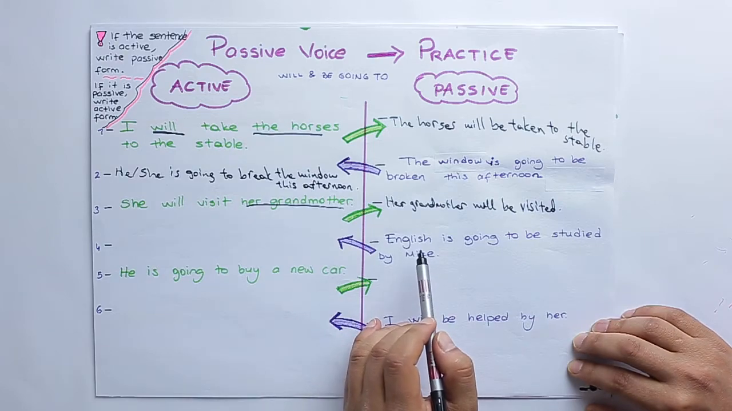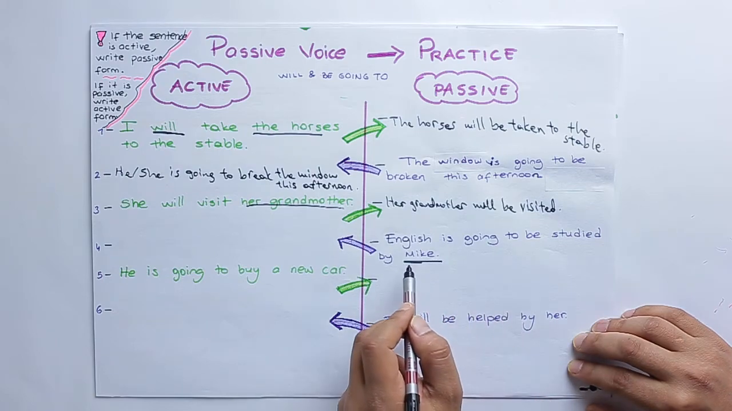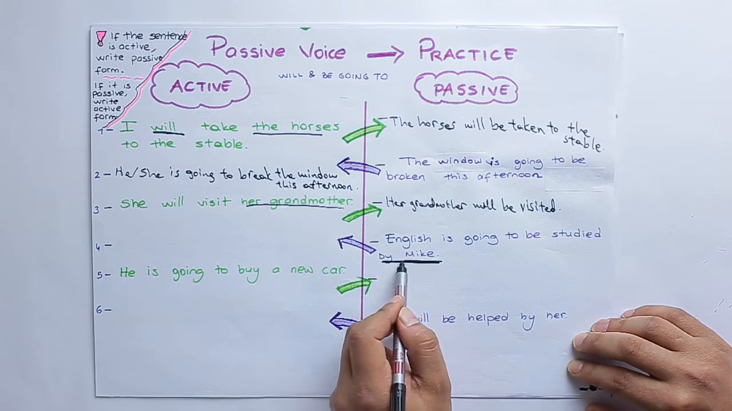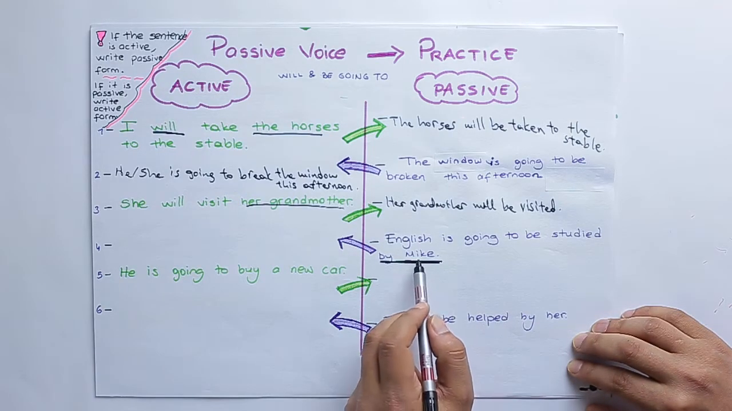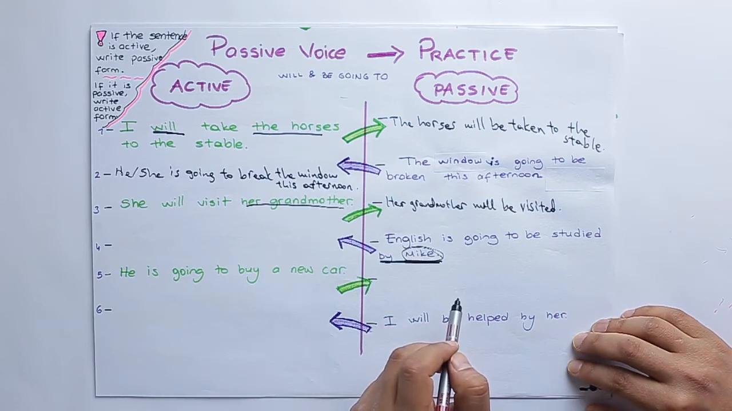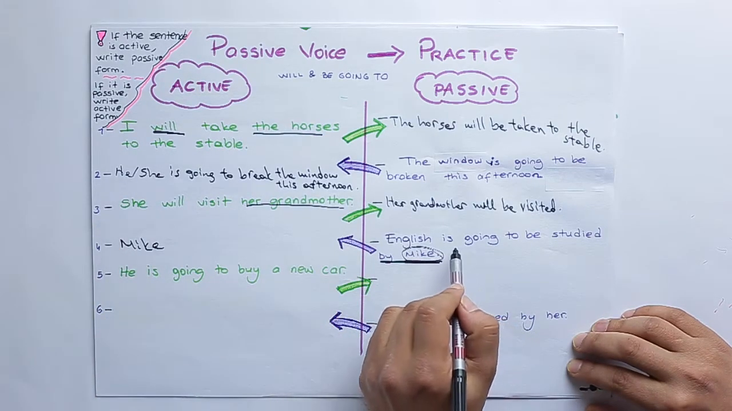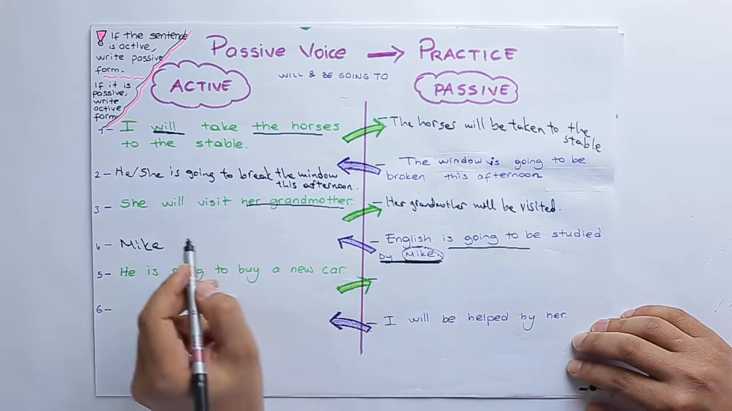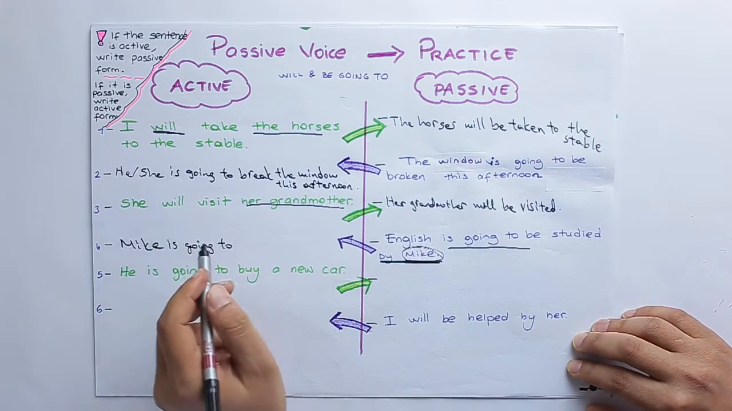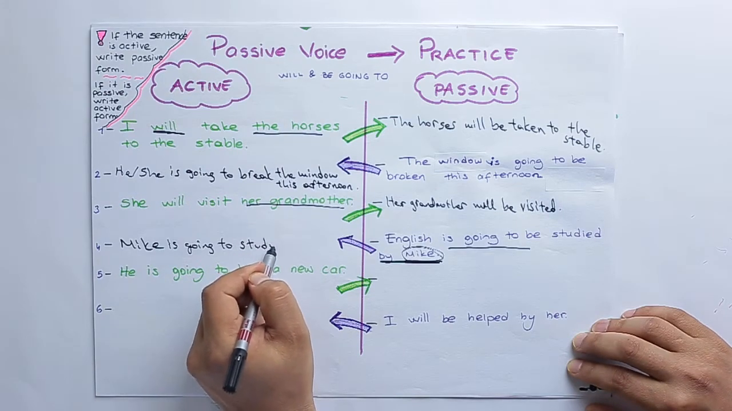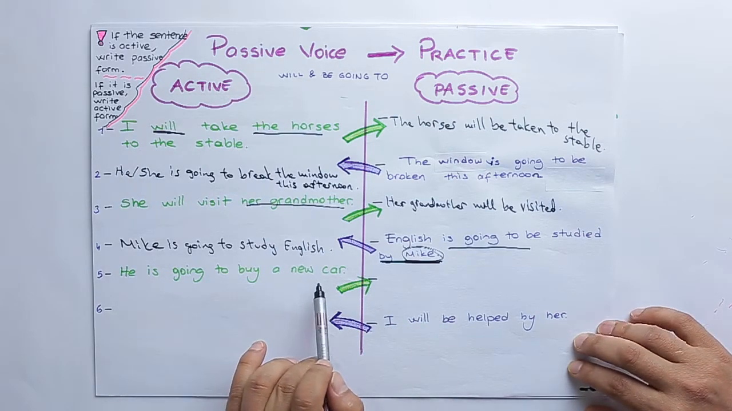Here's a passive sentence. English is going to be studied by Mike. This is the agent, as you see here. By is used with an agent, and this person will be our subject. Mike. As you see here, it is the be going to form. Mike is going to study English. Yes, everybody. Number 5, he's going to buy a new car.